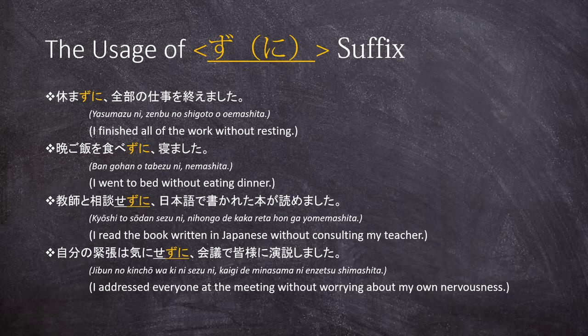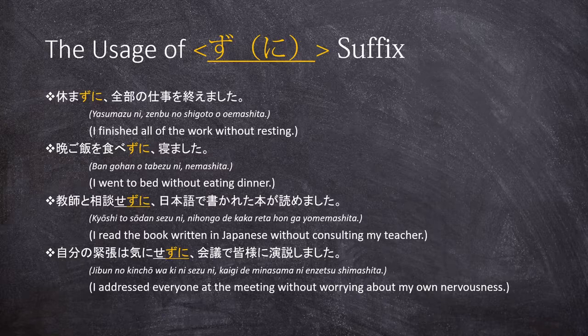And this we can see also in our final example. I addressed everyone at the meeting without worrying about my own nervousness. This example probably shows the purest form of zu ni because we are saying basically that we have disregarded, that we have forgotten, at least temporarily, or that we have suppressed our own nervousness in favor of addressing everyone at the meeting.